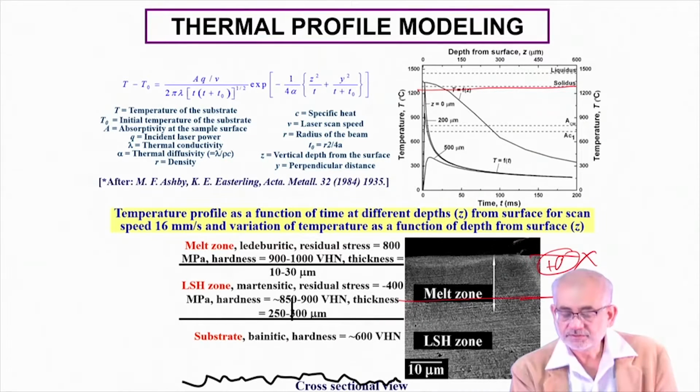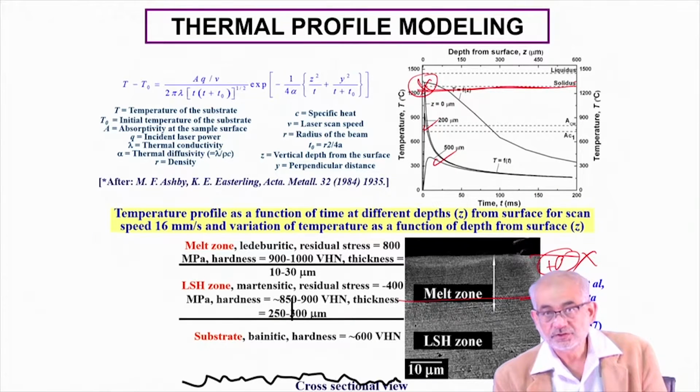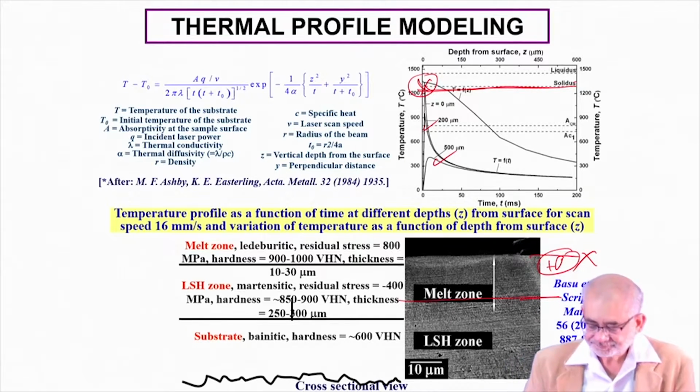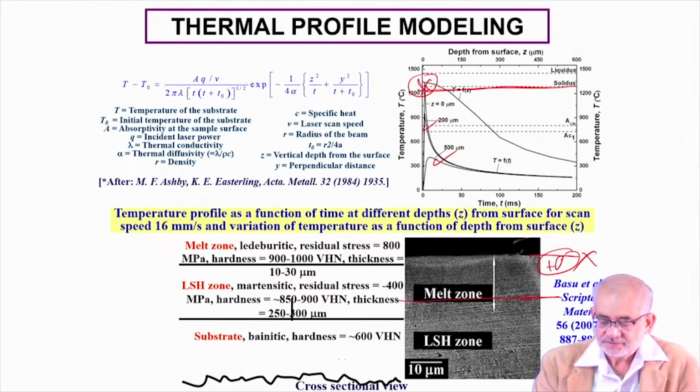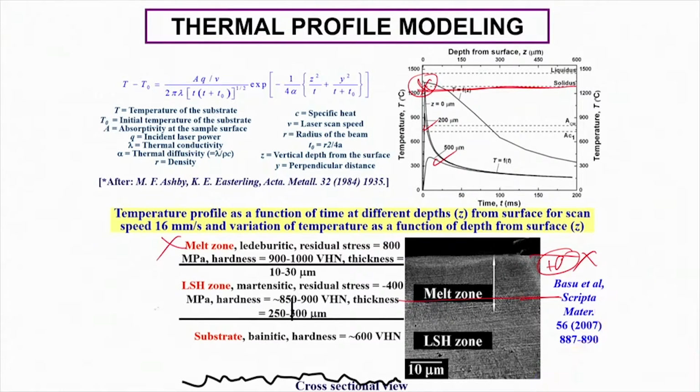So we control the incident power density and interaction time in such a way that the heating cycle would be, say, this one or this one, but not this one. We don't want this one, so that we don't cross the solidus line at all. So there's no localized melting at all. And this cross-sectional view tells us that we don't want this part, we want this part, and this is the underlying substrate.